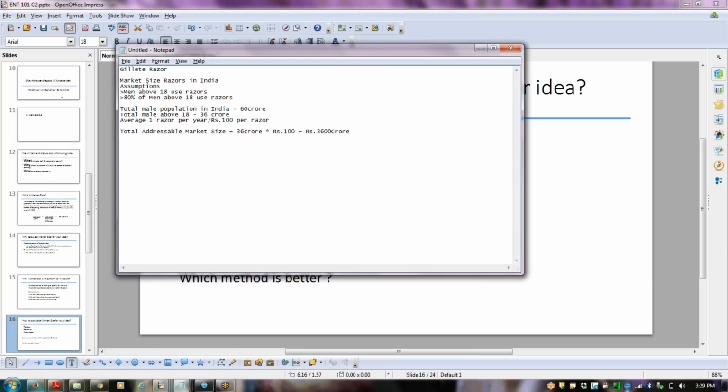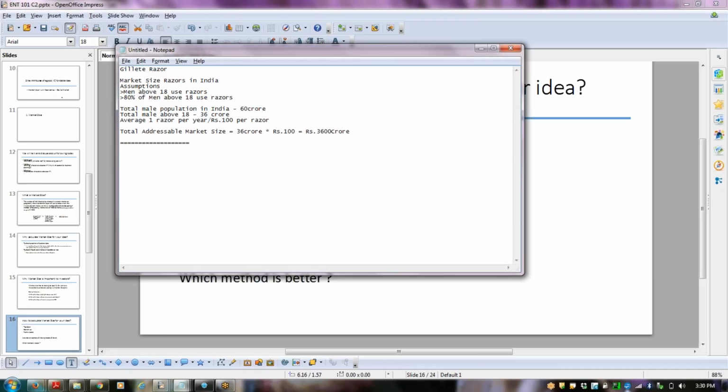Okay. So this is a top-down approach, wherein at a top level you make some assumptions, you get some numbers from the internet, and you join these things together and say that okay, we have a market size of 3,600 crores. Okay. One more example we can take, a little more complex one. I'll do this example parallel to the Gillette example.